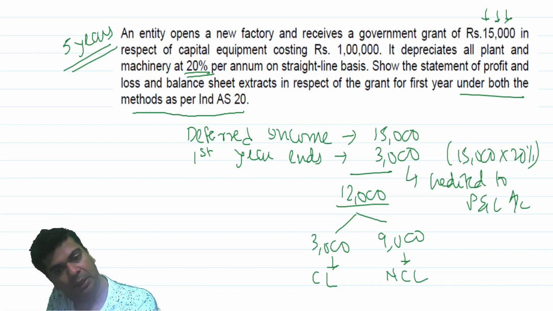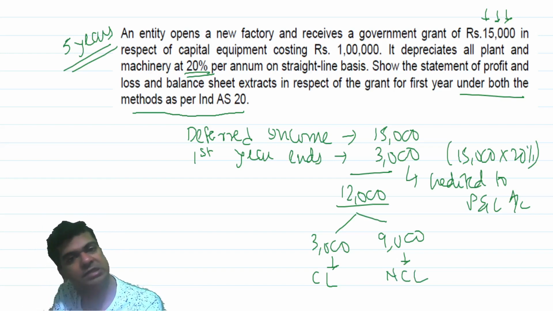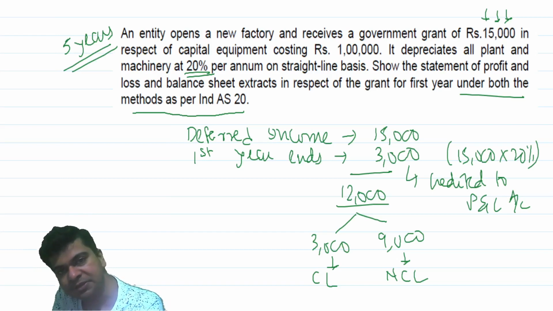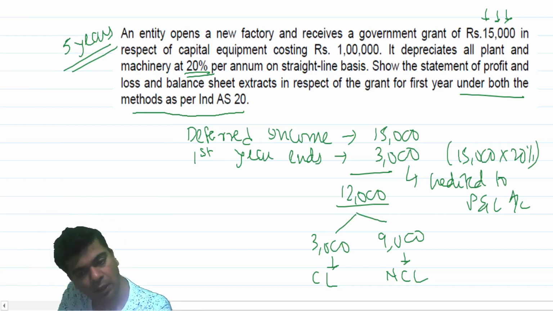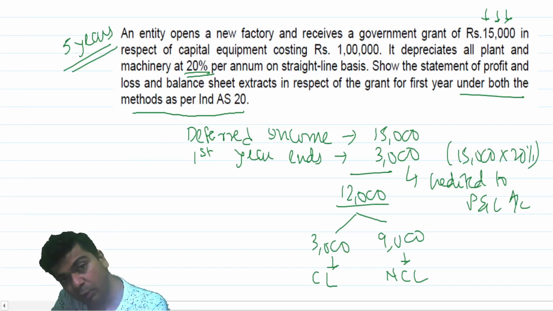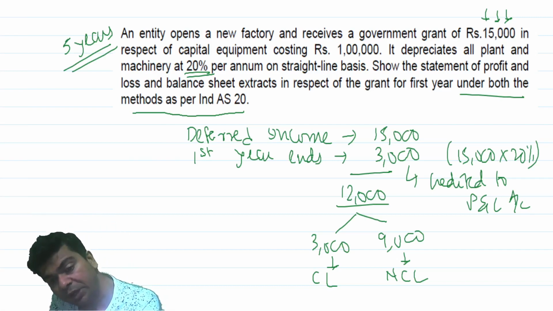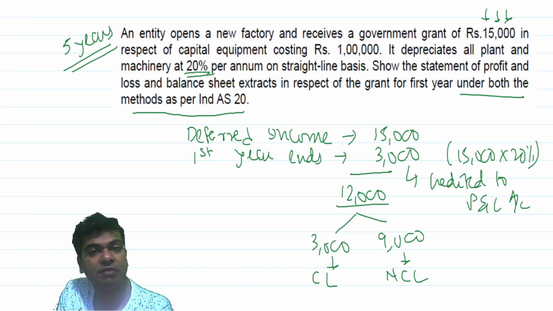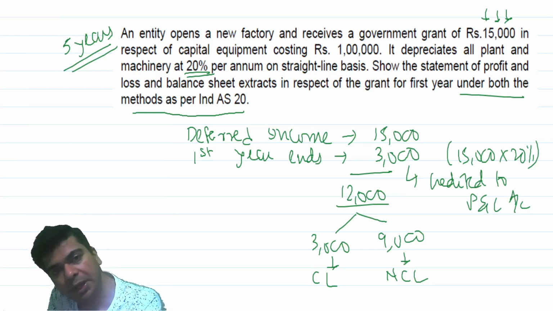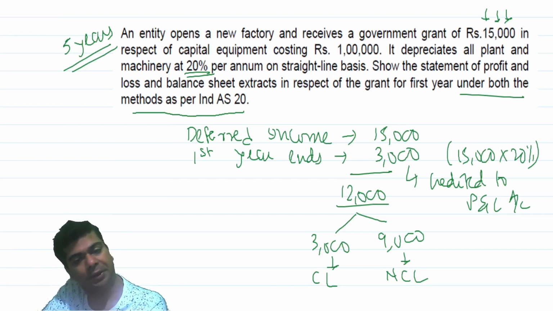Hope you are comfortable till here, right? First treat it as a deferred income, then take transfers to the P&L. 20% will be transferred every year. 15,000's 20% is turning out to be 3,000. So 3,000 will be credited to the P&L. I am left with a balance of 12,000 at the end of the first year. How will I report 12,000 in my balance sheet? Whatever will reverse in the next 12 months, I will show under the head of current liability, and the balancing figure, I will show it under the head of non-current liability. This is for the government grant.